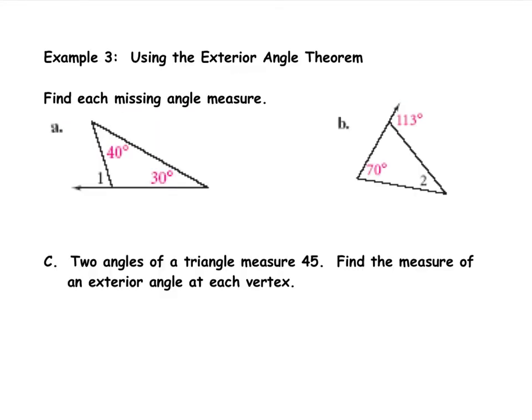So let's do a couple examples and we will be out of here. Find each missing angle. So you have to think about what we just learned. You have an exterior angle that should, like bells should be going off. So I have this exterior angle and I have the 2 angles across from it. So that is that remote interior angles theorem. So all we have to do to get angle 1 is add up 40 and 30.